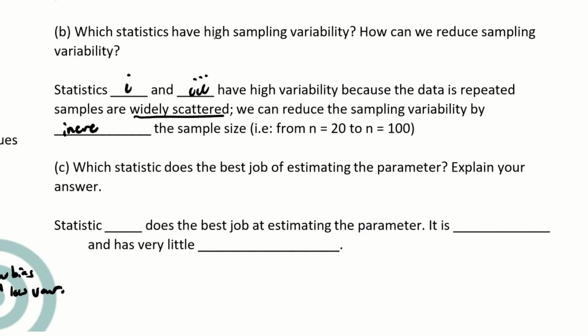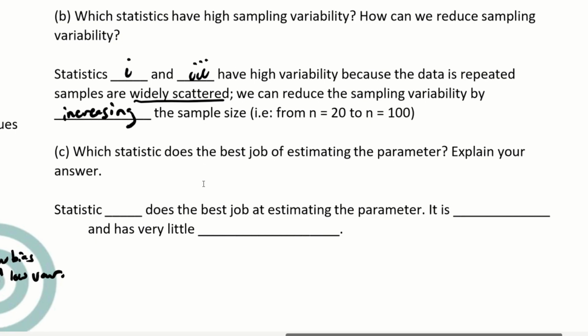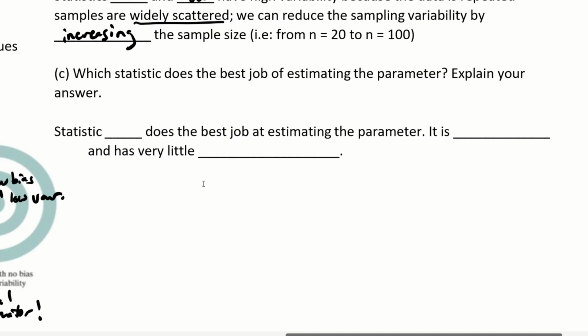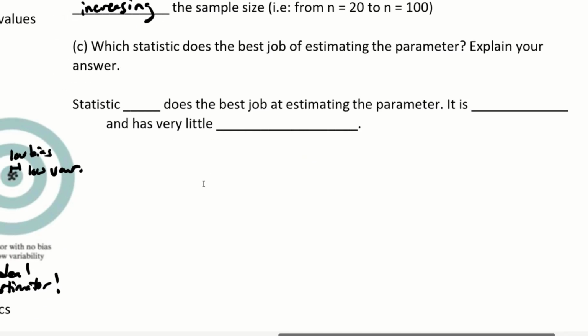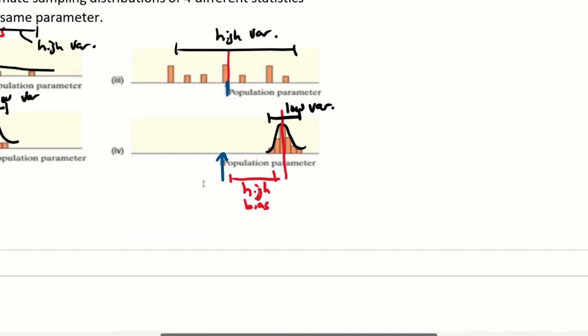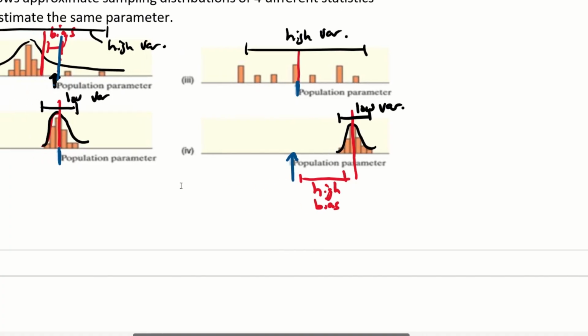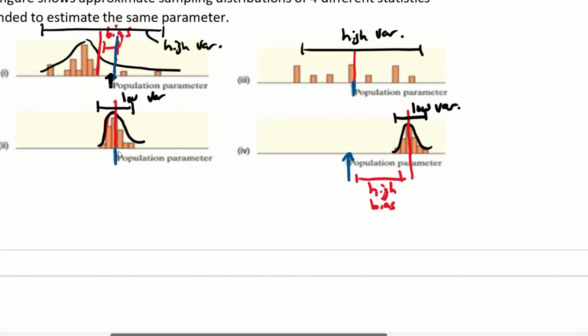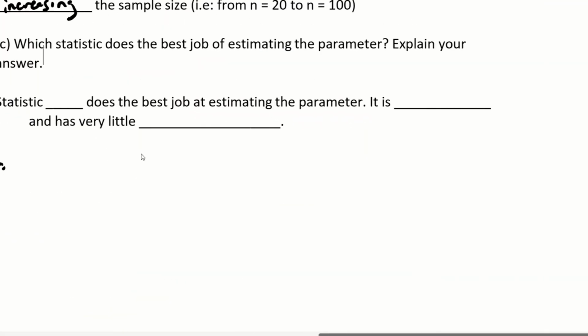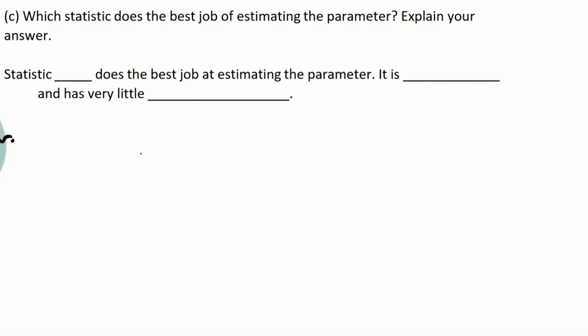All right, so which statistic does the best job of estimating the parameter? Explain your answer. The best statistic here has to be the one that is unbiased and has low variability, which appears to be statistic number 2. That seems to be doing the best job because it has low variability and is unbiased. It is unbiased and has very little variability.